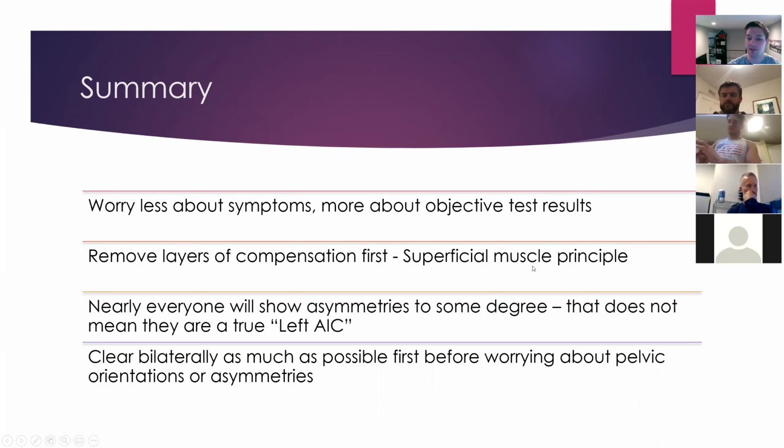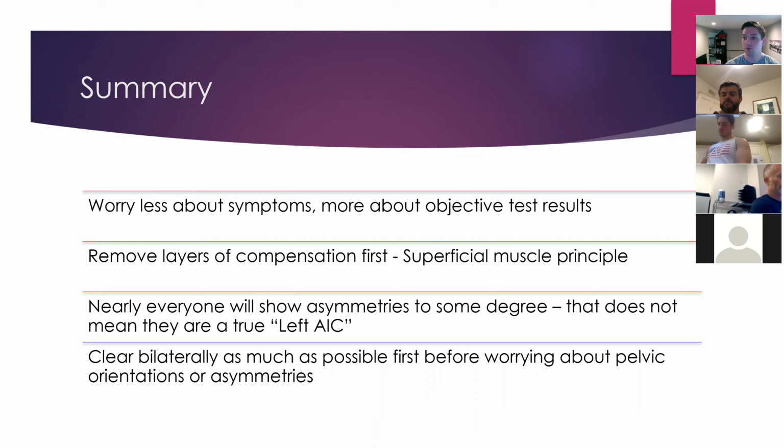Remove the layers of compensation first. This is just the superficial muscle principle. So if we get rid of the big boys that are basically choking us, or the big boys that are compressing our rib cage, or our big glutes that are pushing us forward, then we need to shut those off first, and we can then get to the stuff underneath the surface.